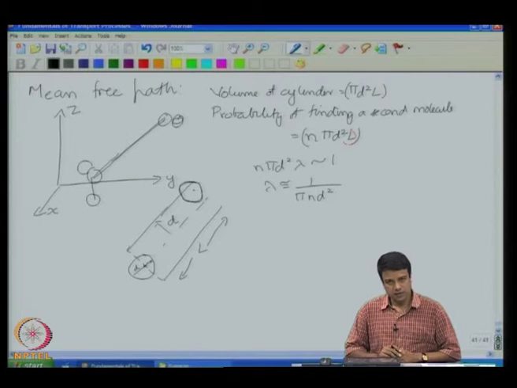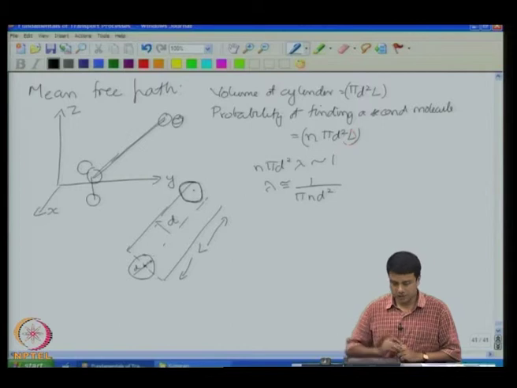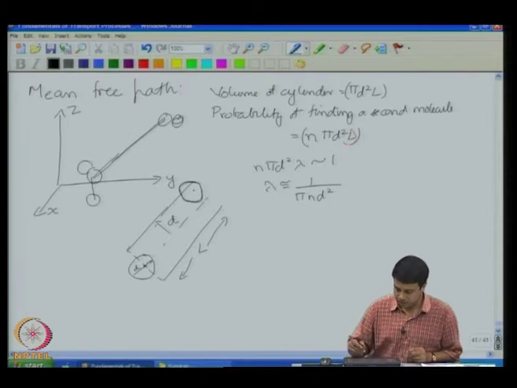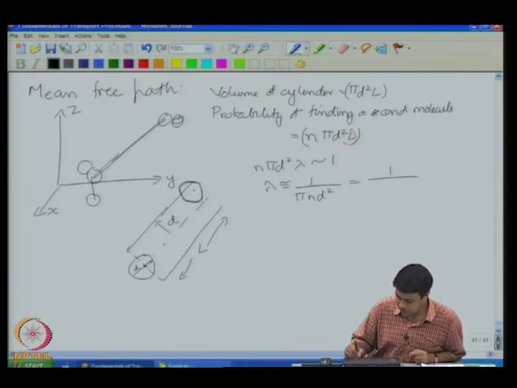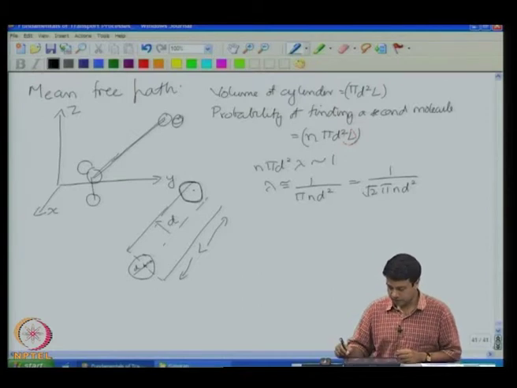So, this is a simple estimate that was based upon a single molecule traveling in a straight line between successive collisions. You can do a more detailed calculation and you will get the mean free path as 1 over root 2 pi n d square. So, that is the mean free path. Let us try to estimate what the mean free path is.